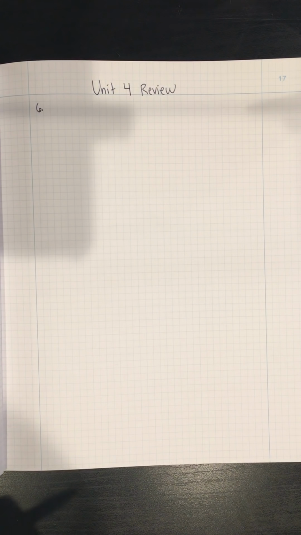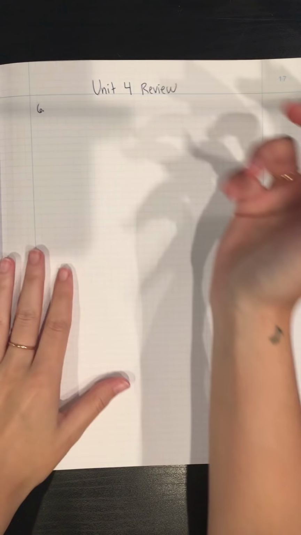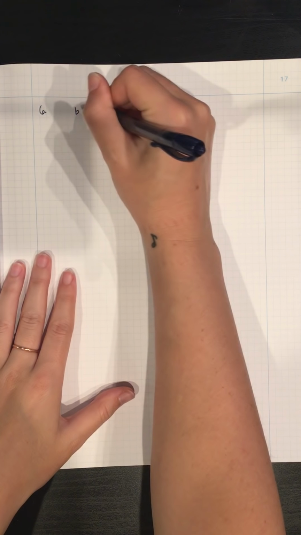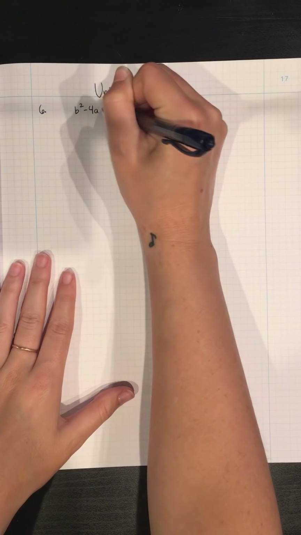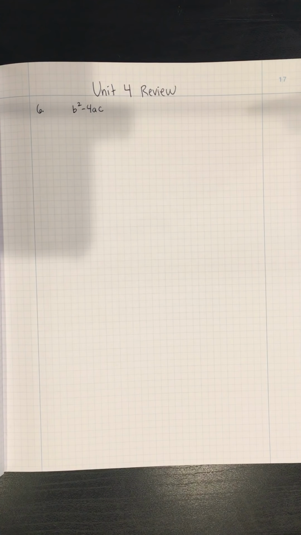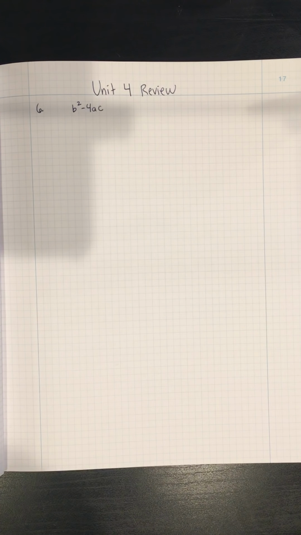Okay, so starting with number 6 from the Unit 4 review, we are asked, what is the discriminant of the following and how many real solutions does this signify? As a reminder, the discriminant is b squared minus 4ac. That's the part of the quadratic formula that sits underneath the radical and can tell us how many real solutions our equations will have.